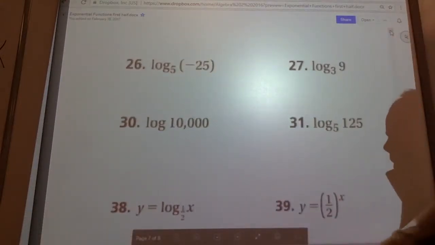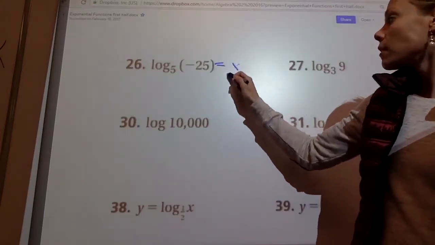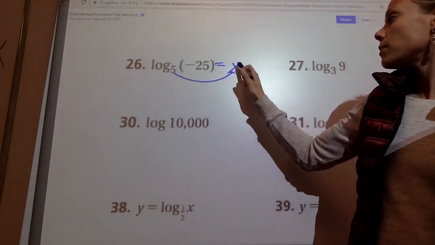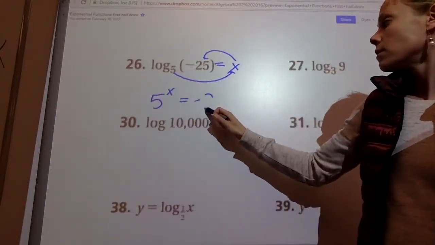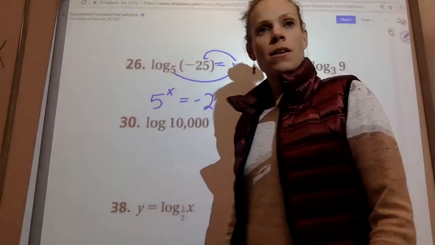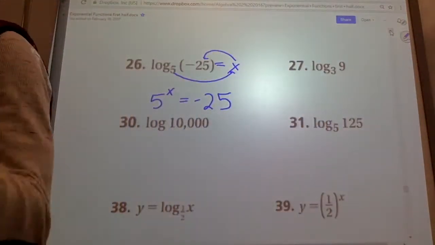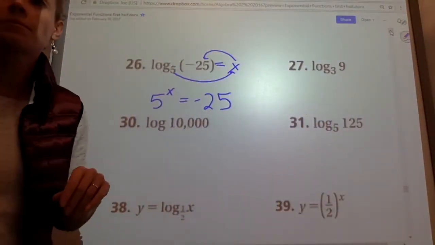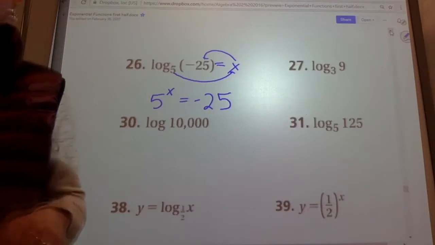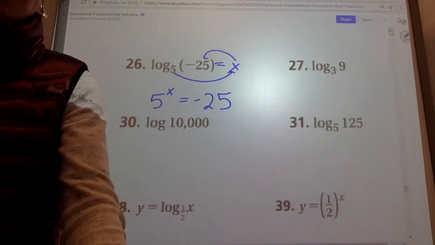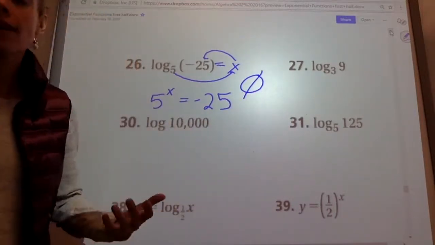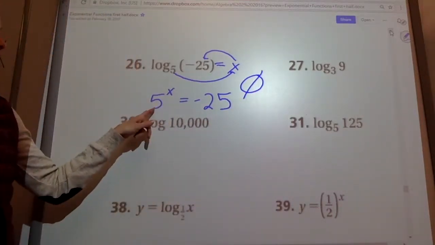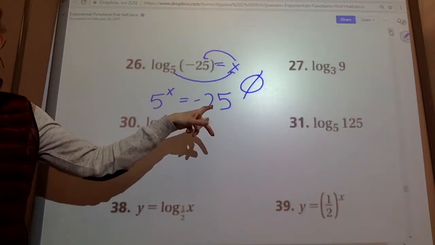Okay. All right, how about this one? 5 to what power equals -25? 5 to what power would give me a -25? Not possible. We say no solution. You cannot take a positive number to an exponent and get a negative number.